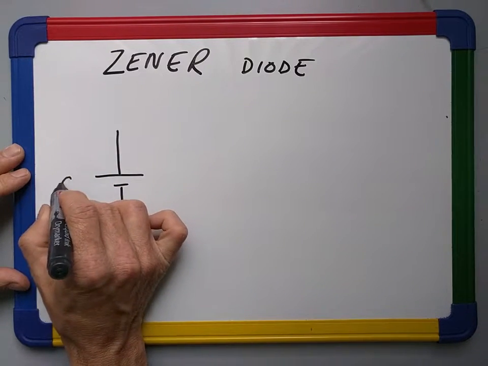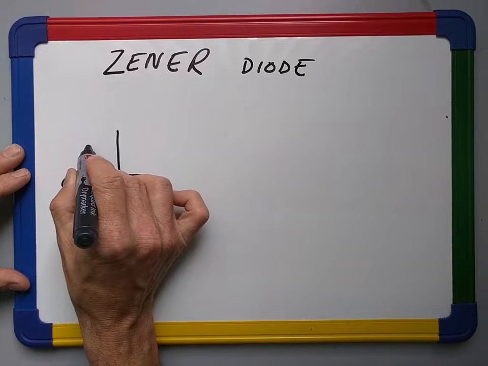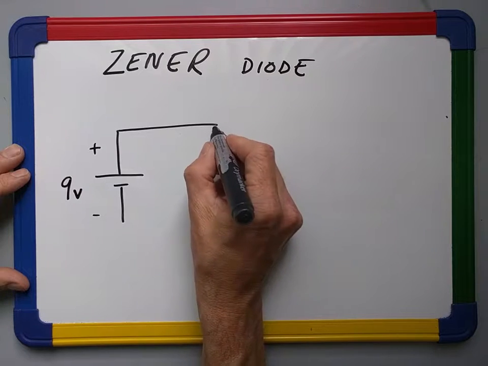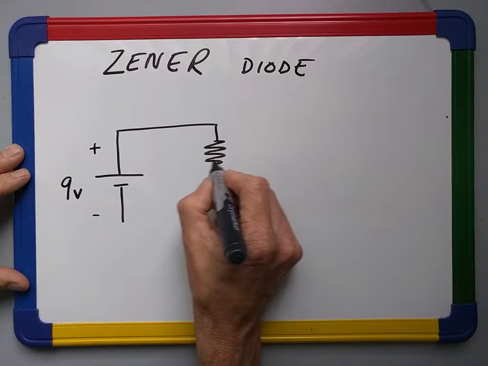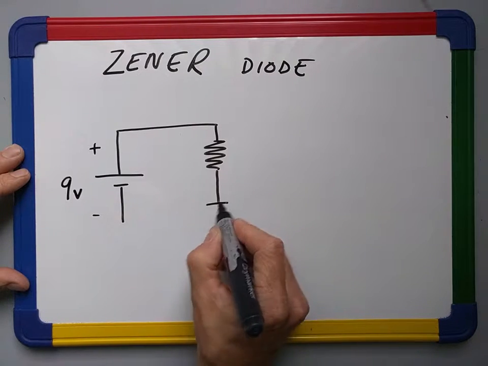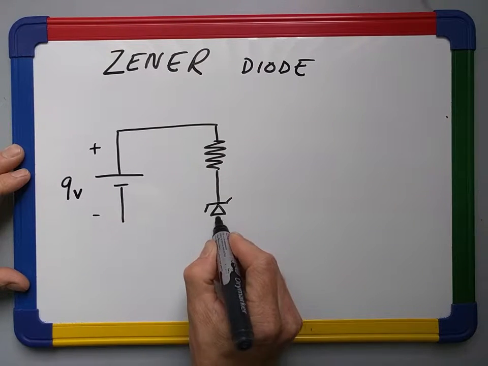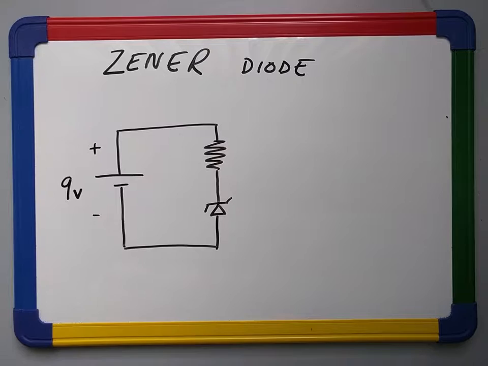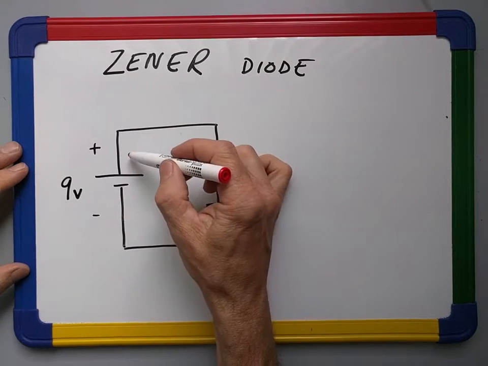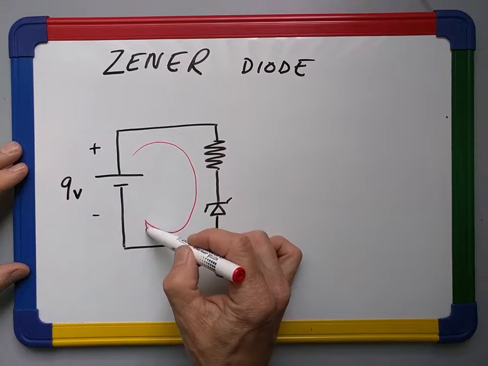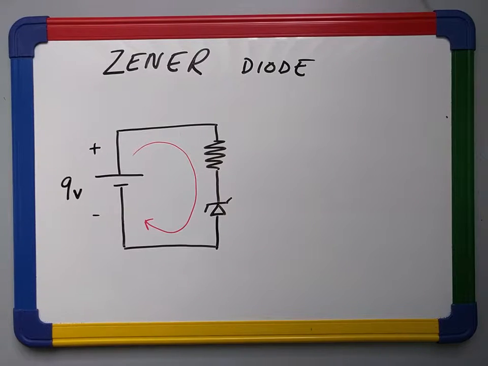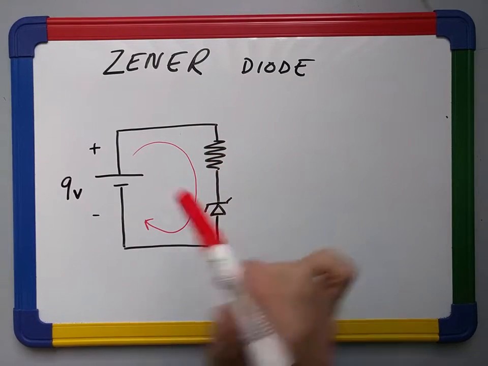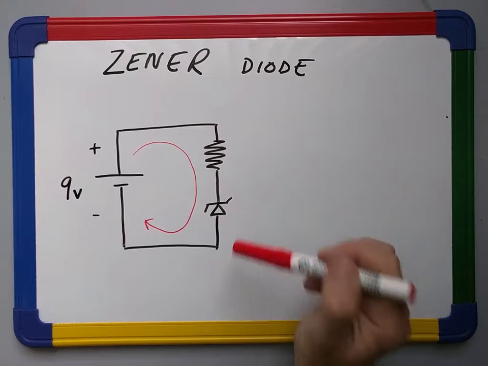So here we've got a DC supply. Let's call that 9 volts. Remember, the long line here is always the positive. And we've got a resistor, and we've got a zener diode. So in this circuit, the current is always going to be flowing in that direction. And current will only flow if there's a high enough voltage across the zener.